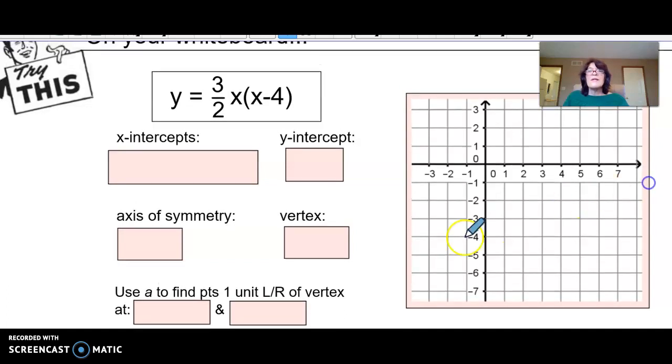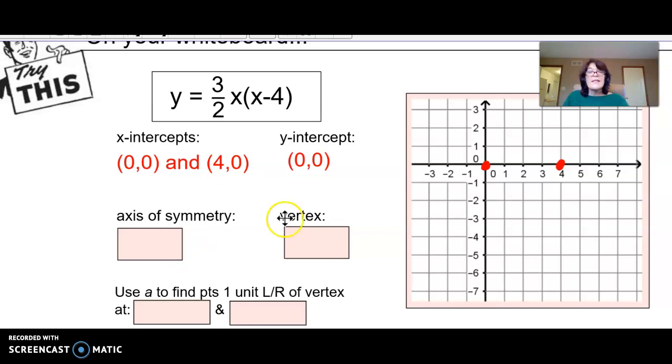Let's try this last one. We're opening up, right? You go ahead and try it. Oh, well, we have 3 minutes. We're good. I can tell that my x-intercepts are what? (0, 0) and (4, 0). You can see them right there, right? The y-intercept, again, is going to be (0, 0), once I saw that. Okay. Axis of symmetry is halfway. Looks like x equals 2. If I add 0 plus 4 divided by 2, so the vertex is going to be 2 something.